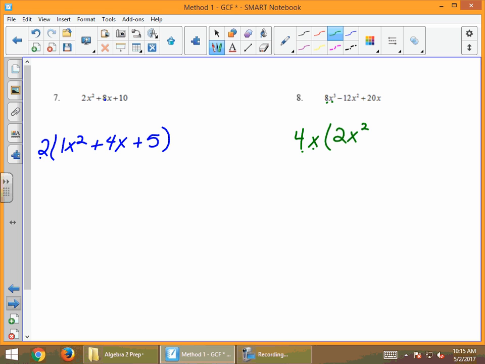So the x squared. Make sure that sign stays the same. 12 divided by 4. We started out with 2 x's and we took one out. How many are left? And then 20 divided by 4 is 5. We started out with an x, but we took that x out. So do we have any x's left?